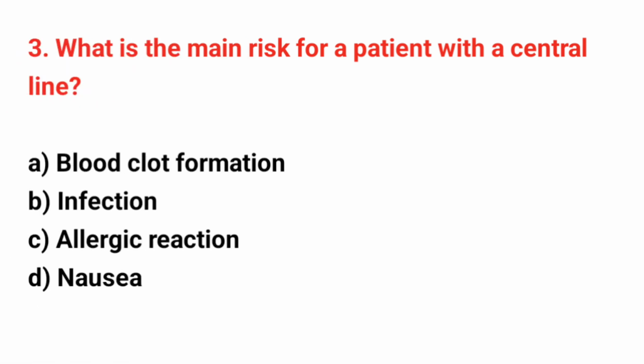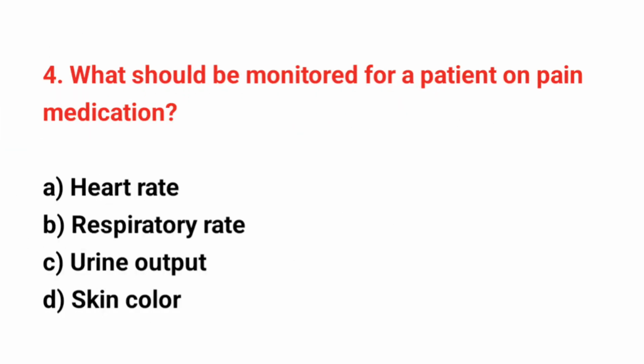Question number 3. What is the main risk for a patient with a central line? The right answer is option B, infection. Question number 4. What should be monitored for a patient on pain medication? The right answer is option B, respiratory rate.